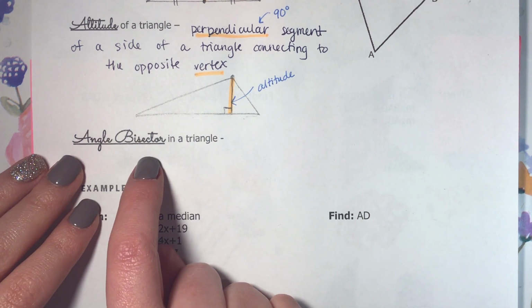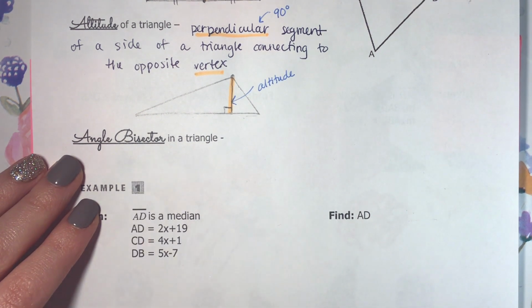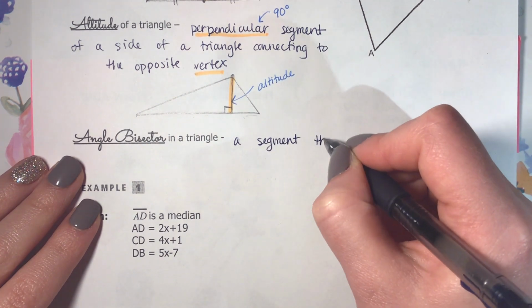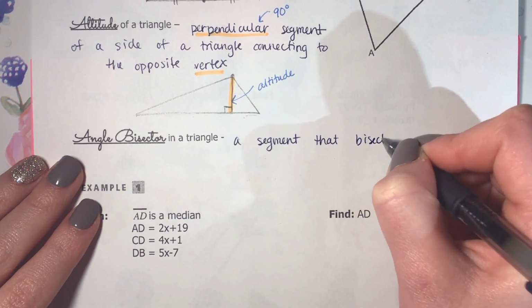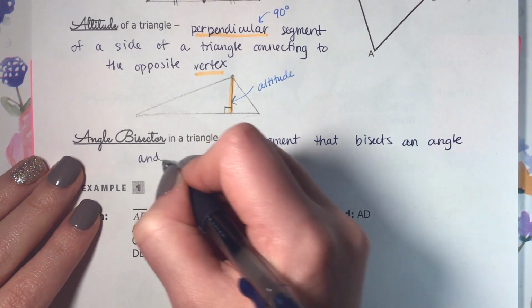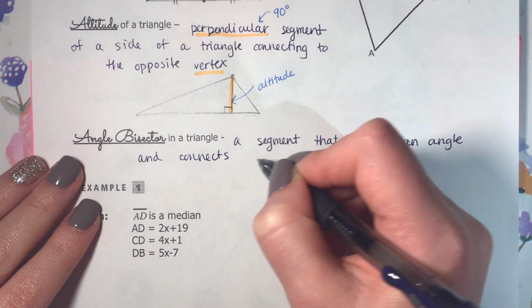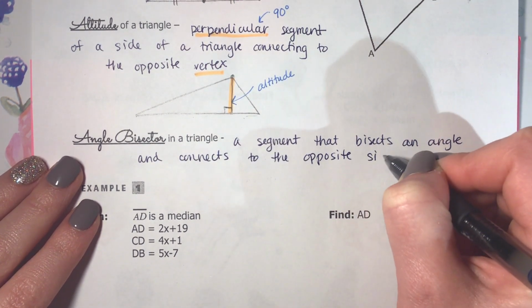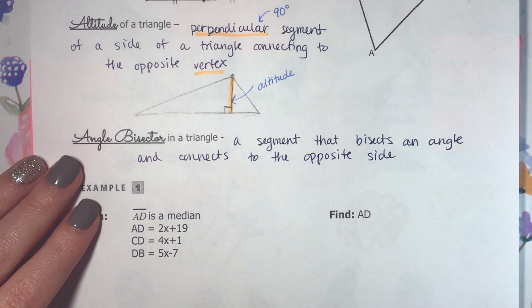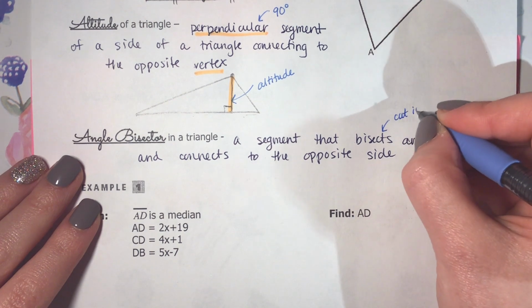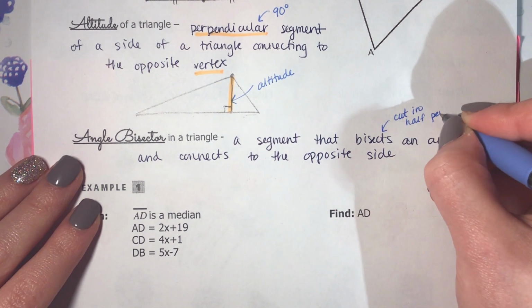Finally, we have an angle bisector. An angle bisector, we've already talked about these, but we'll define it again. It is a segment that bisects an angle and connects to the opposite side. So don't forget that the word bisect means to cut in half perfectly.